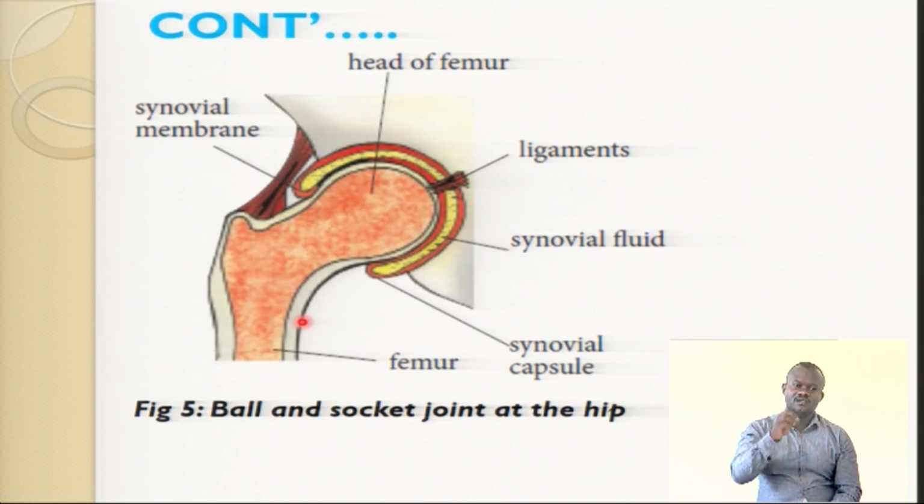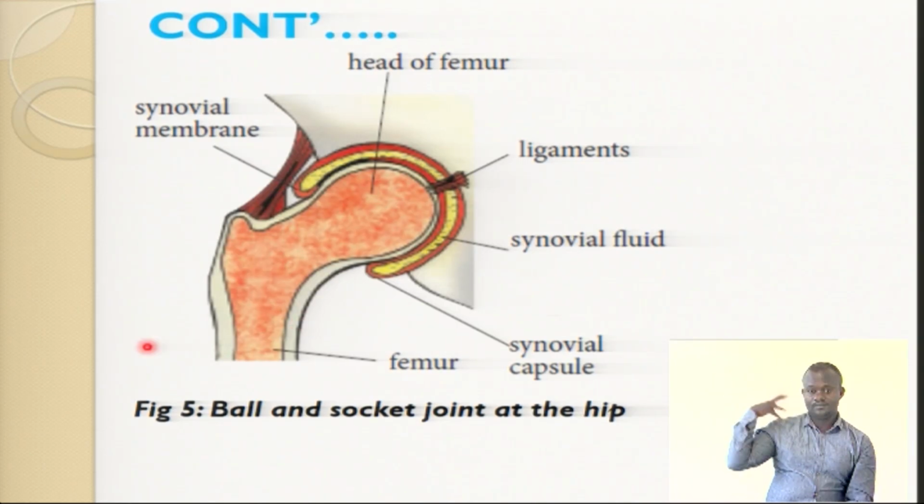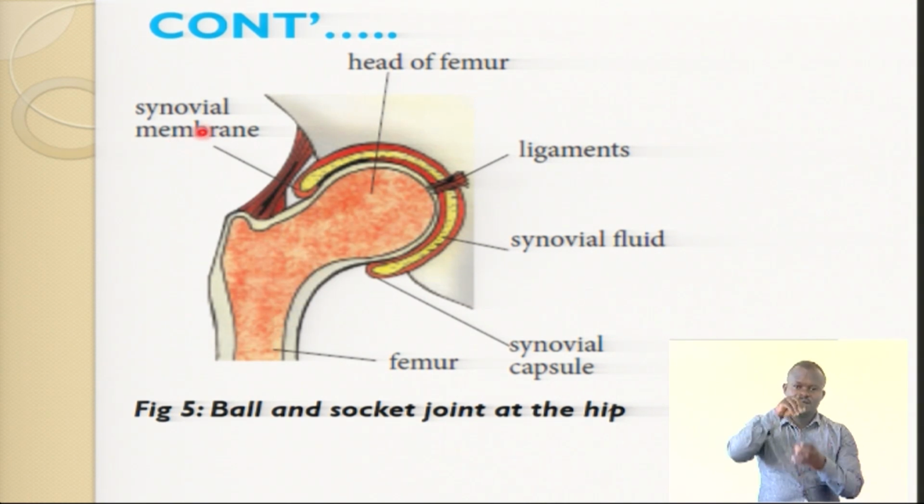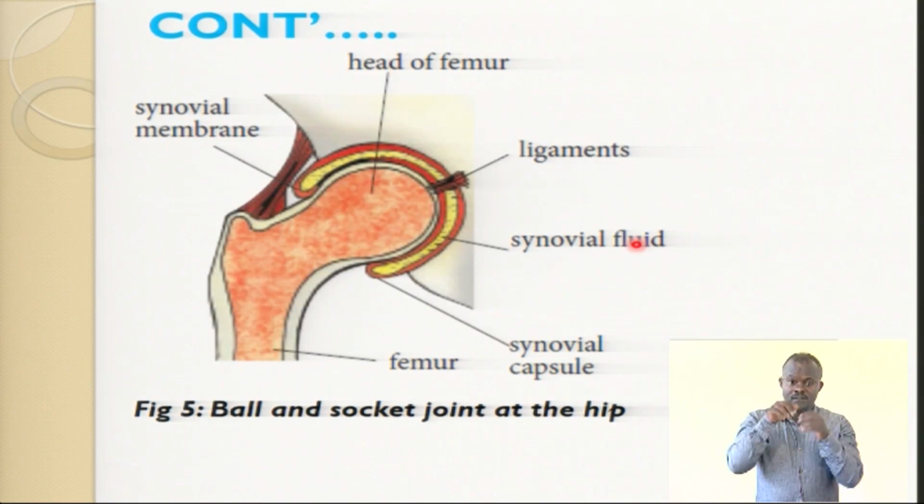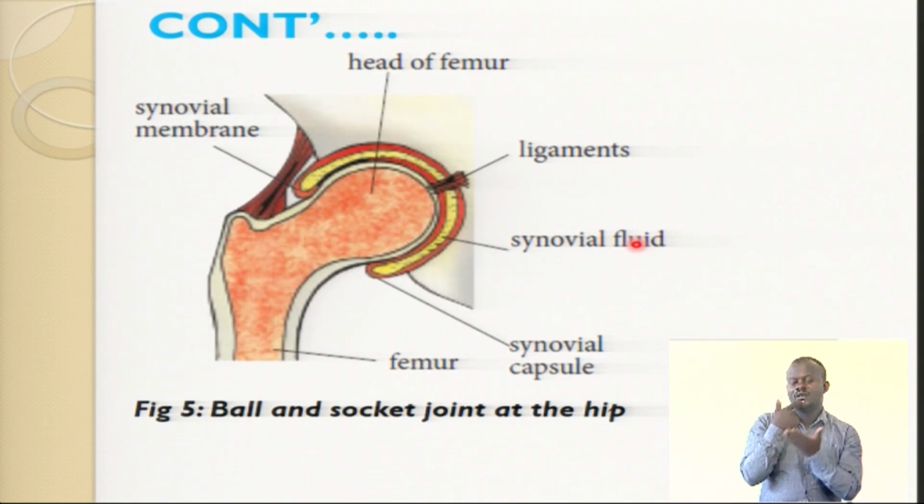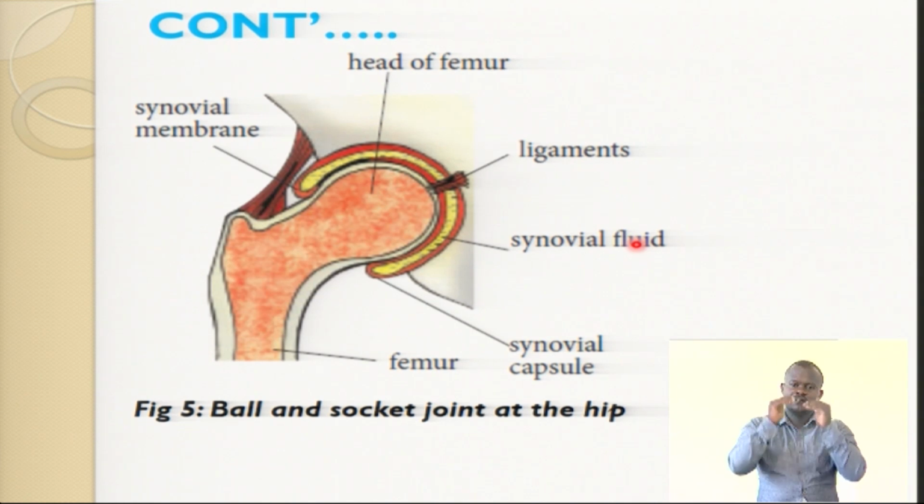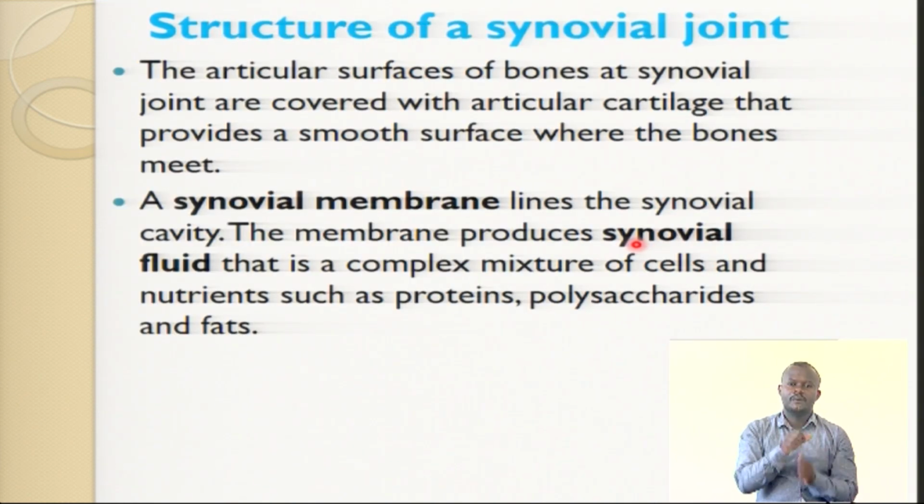Let's have that diagram. This is a ball and socket joint. In the ball and socket joint, we have a ligament which joins a bone to a bone. We have the synovial membrane, the head of the femur, the synovial capsule, and synovial fluid. So try to see the diagram and you see how the ball and socket joint is formed. So let's have the structure of the synovial joint.